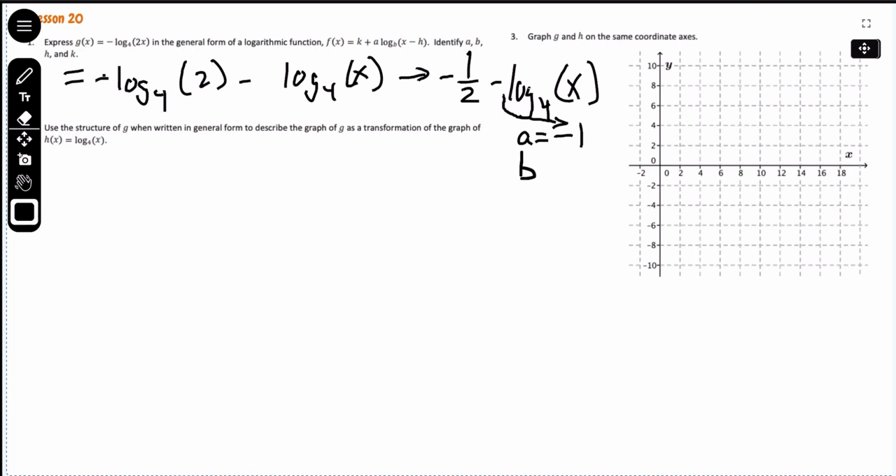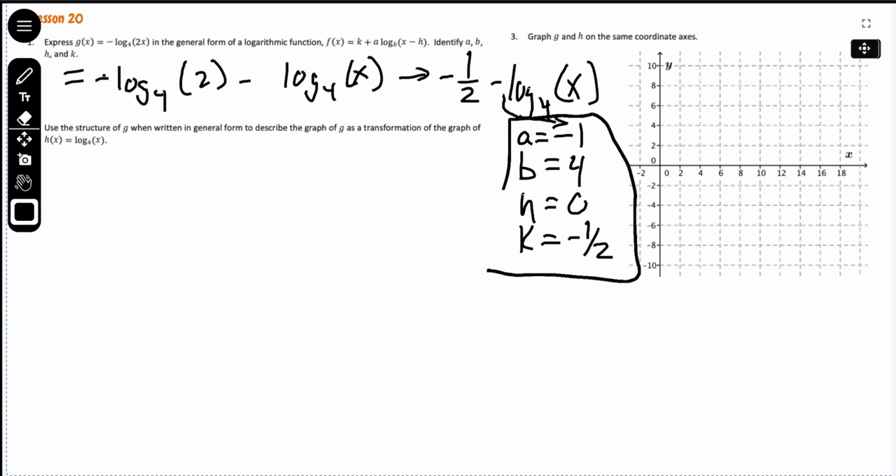Now, B, we have a base that stays the same, 4. Then we're going to have an H. Well, there's nothing in the H, so we're going to make that a 0. And then what's left? Our K. Now, we're used to seeing K at the end of the equation, but here it's at the beginning. It doesn't matter because of the commutative property. So there are our 4 variables.